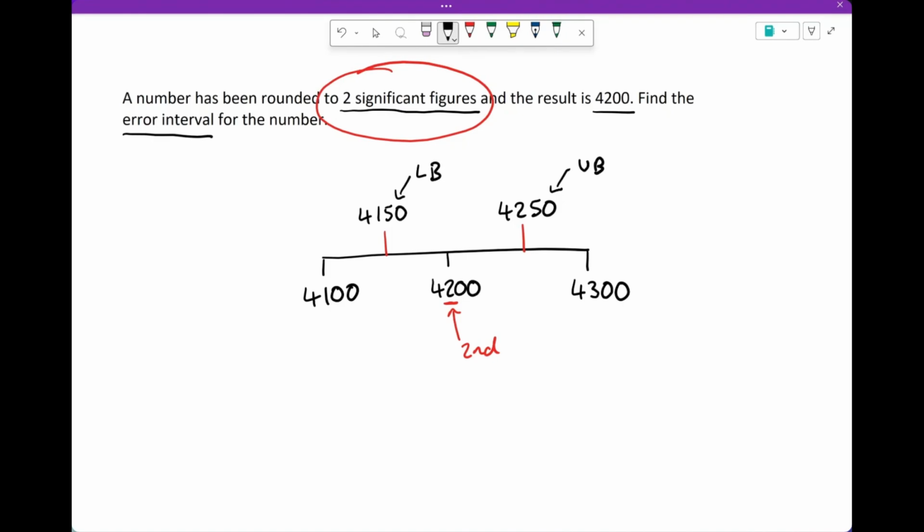Now we can write out our error interval. So we haven't been given a letter to represent this number, so I'm just going to call the number x. So I'm going to write x in the middle, the upper bound to the right, so 4,250, the lower bound to the left, so the 4,150. Then our inequality symbols would be the same as or greater than pointing to the x, and then the smaller than pointing to the x over there. So with significant figures, once you've identified which place value is that significant figure, it's much like the questions we've been doing previously. Let's have a look at another one involving significant figures.